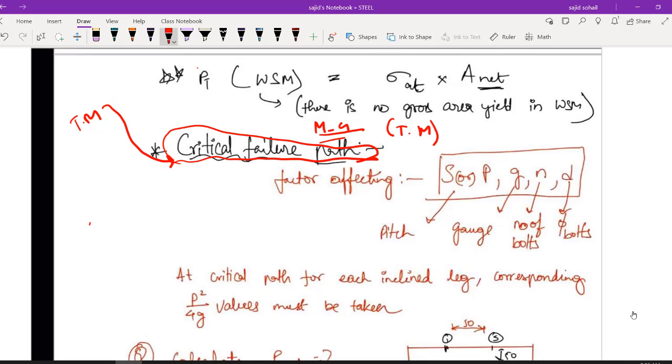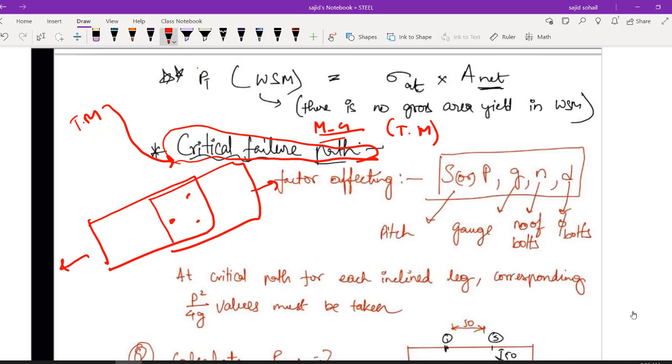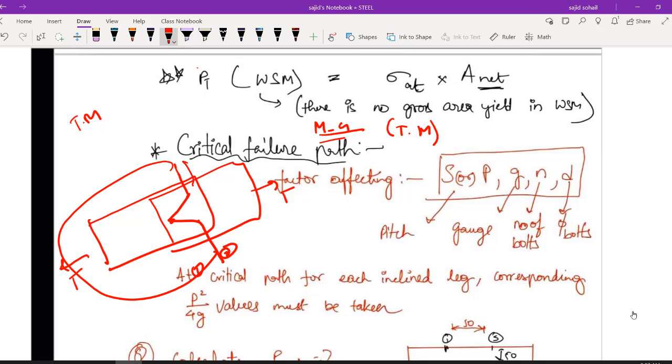Whenever there are two tension members bolted something like this, you don't exactly know in which path it is going to fail. It can fail like this, that is one possibility. It can fail like this, that is the second possibility. Or it can fail something like this. ऐसे भी crack आ सकता है ना. So this part will be separated and ये जो part है this will be separated. That is also a possibility. So there are various types of possibilities.